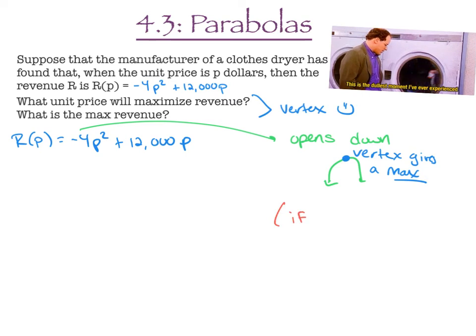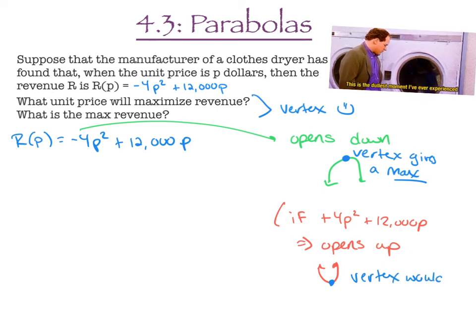On the other hand, if it was a positive 4p squared plus 12,000p, then it would open up, and in that case, the vertex would be at the bottom, so the vertex would give us a minimum. And there are some homework problems that just ask, without graphing, will this parabola give you a minimum value or a maximum value? And what you look at is the coefficient in front of the squared term. If it's negative, then the parabola will open down. So I know automatically this will give us a maximum revenue. If it happened to have been positive, it would have opened up. So the vertex would give us a minimum value.